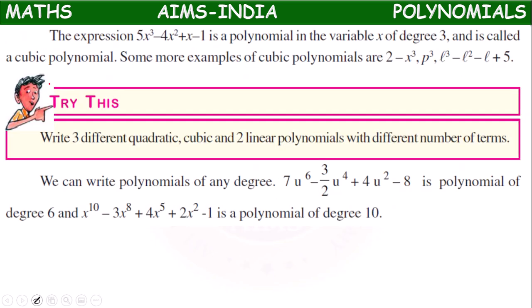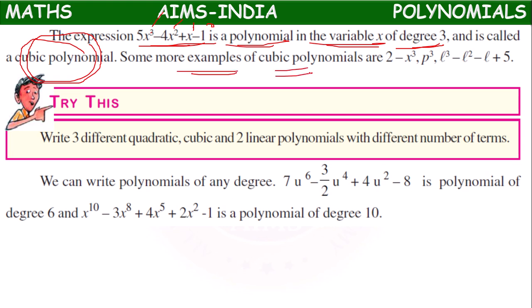Next one. The expression 5x cube minus 4x square plus x minus 1 is a polynomial in variable x of degree 3, because here the powers are 3, 2, 1, 0. So the highest power is 3, so it is called a cubic polynomial. Some more examples of cubic polynomials are 2 minus x cube, p cube, l cube minus l square plus minus l plus 5, like this. These are all cubic polynomials.